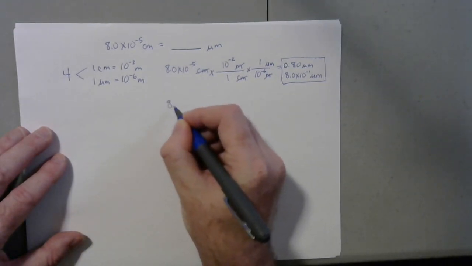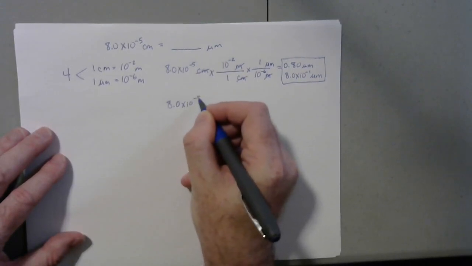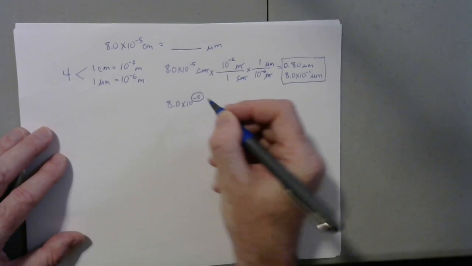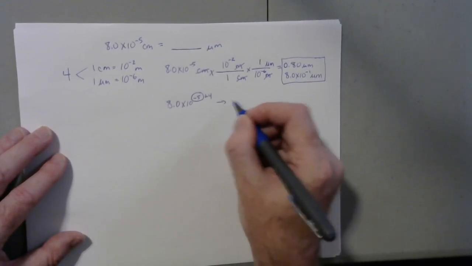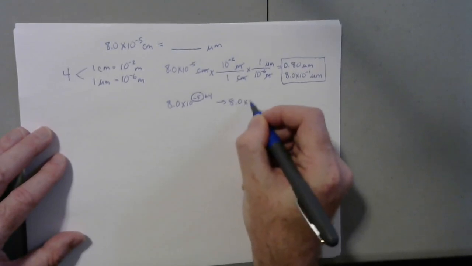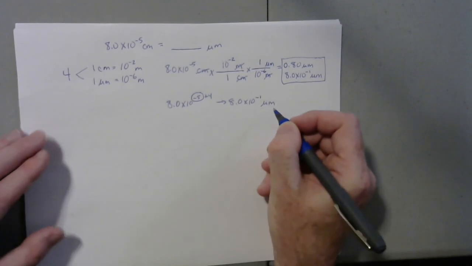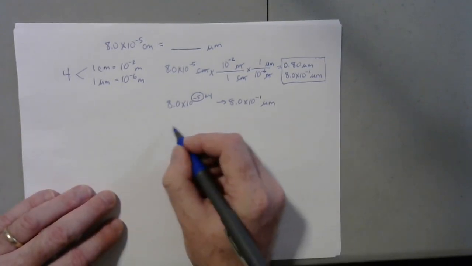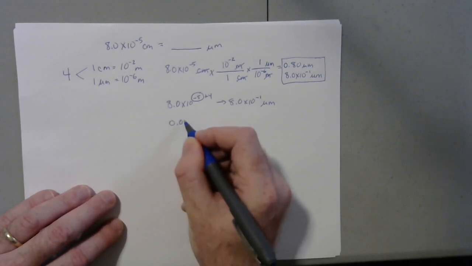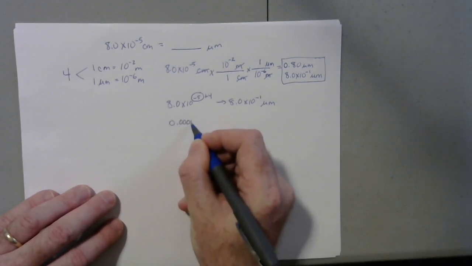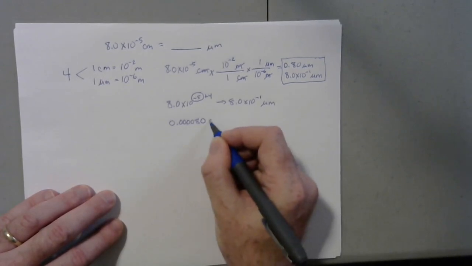If we're still in scientific notation, we just look at the exponent and we add 4 to it. So that would take us to 8.0 times 10 to the negative 1 micrometers. If you're not, you're going to have to look at this number in decimal form. And so we got 0.0000080 centimeters.